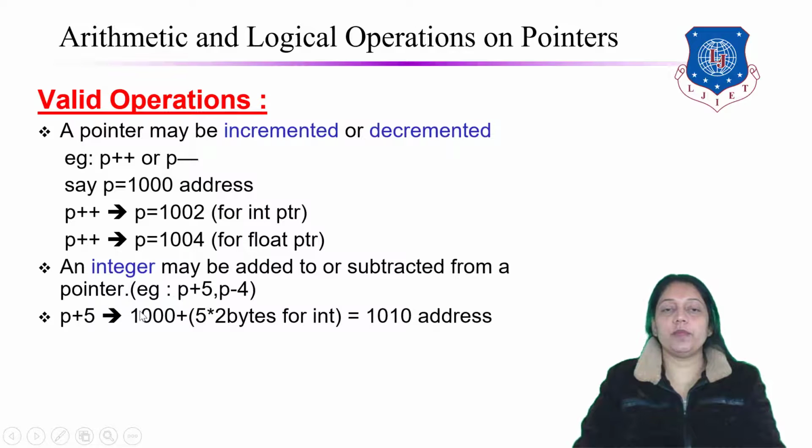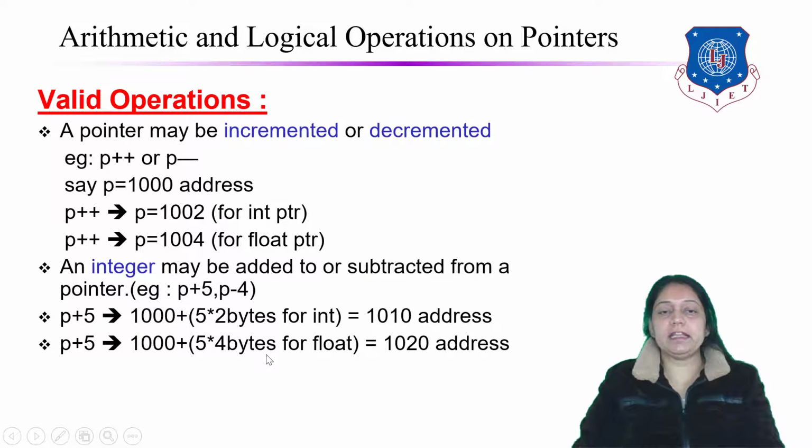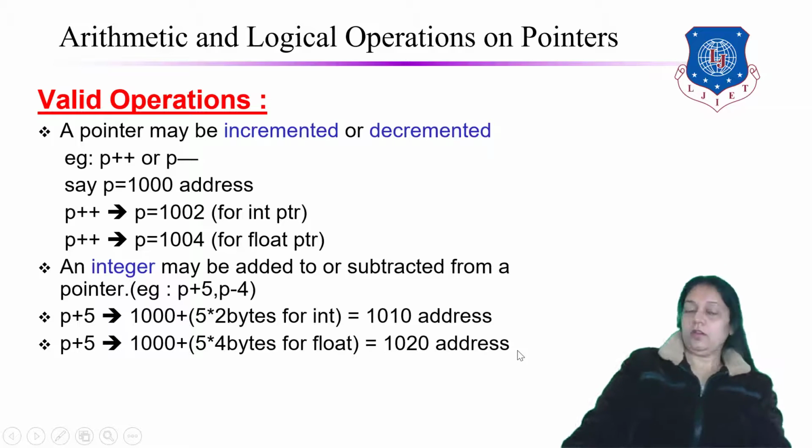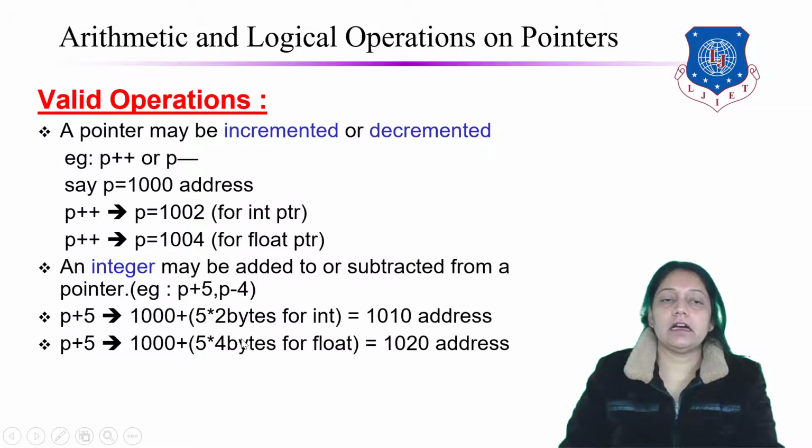The initial value of P is 1000. When I increment it by 5, it would not be 1005, but the increment would depend on the data type of that particular pointer. Say if it's an integer pointer, then 5 will be multiplied by 2 bytes because an integer occupies 2 bytes. So the value of the pointer after incrementing it by 5 will give the address 1010. If I do the same thing, that is P plus 5, but P is a float pointer, then 5 will be multiplied by 4, that is 20, and this 20 would be added to the initial address of P, that is 1000. So the new address that I would get is 1020. Okay, so this was about adding an integer to a pointer.